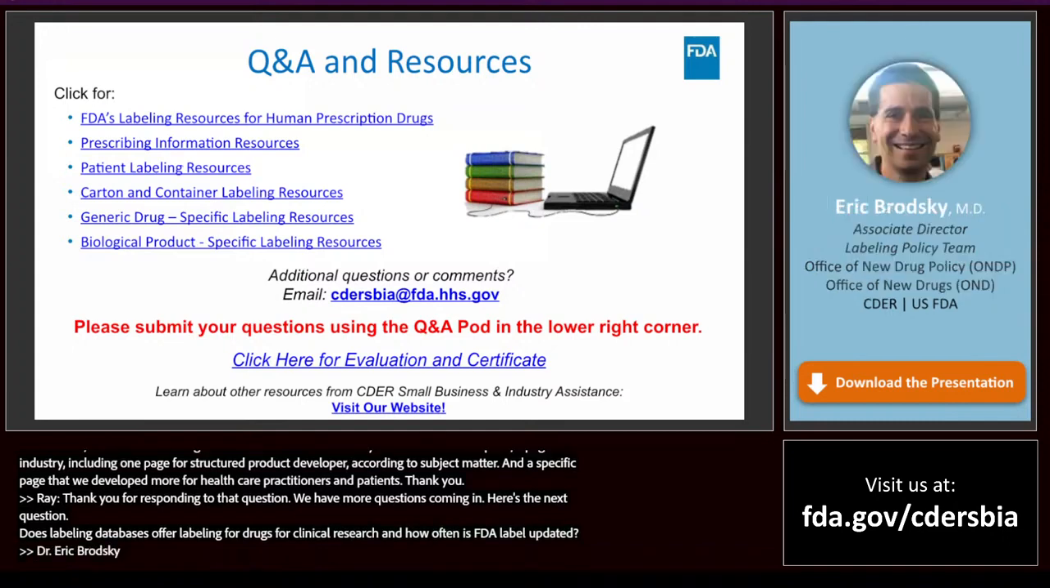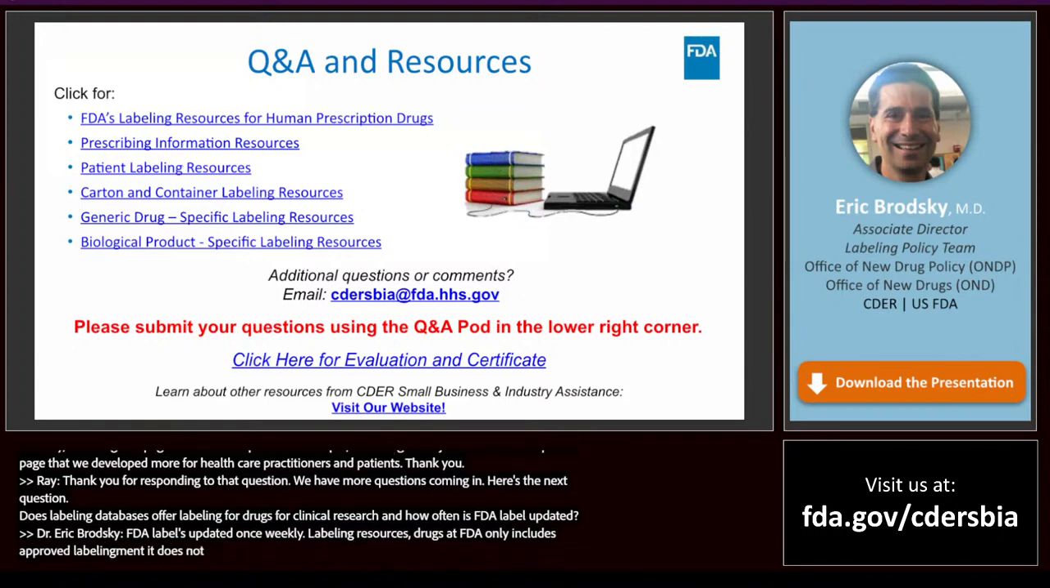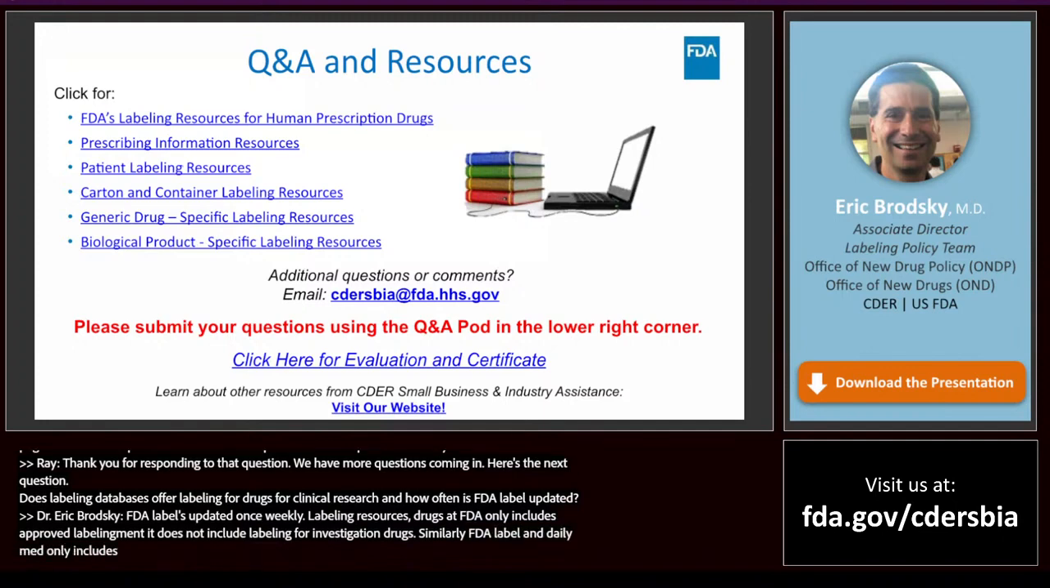FDA labels are updated once weekly. The labeling resources Drugs@FDA only includes approved labeling. It does not include labeling for investigational drugs. Similarly, DailyMed and FDA label only includes marketed labeling, so it does not include labeling for investigational drugs.